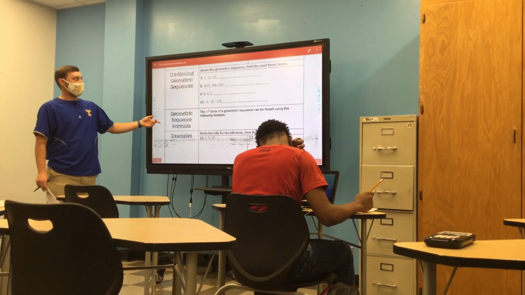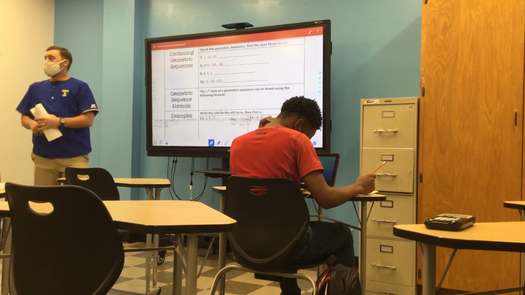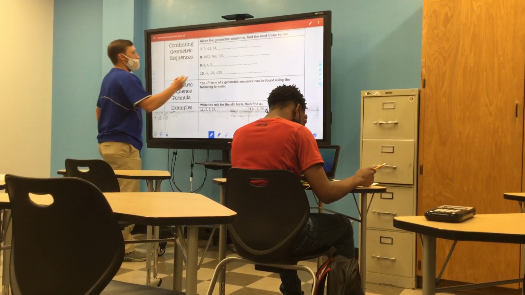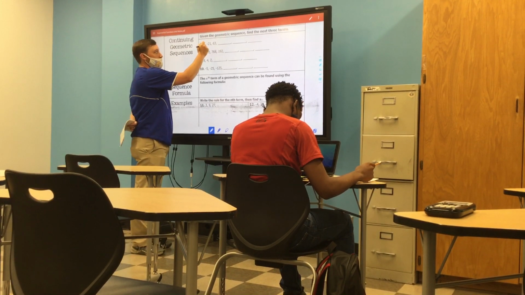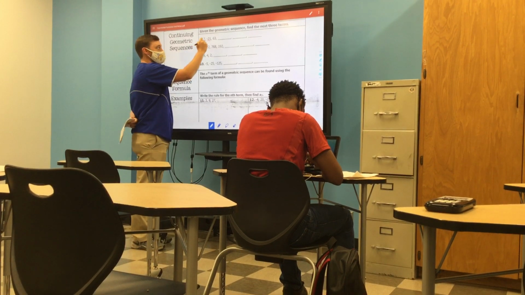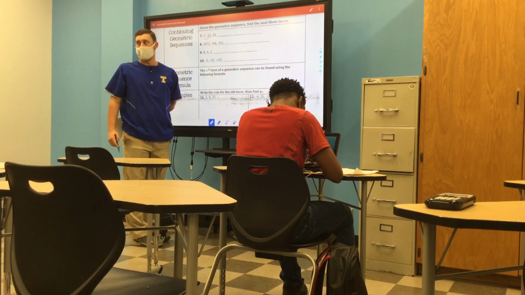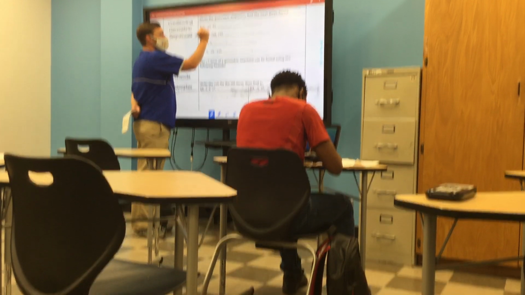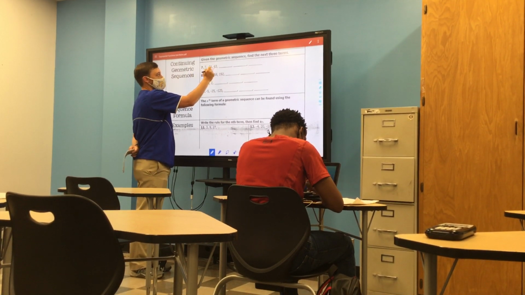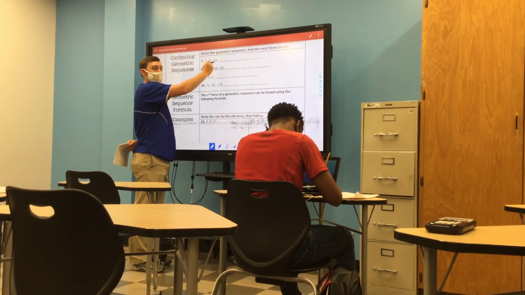Alright, so given the geometric sequence, find the next 3 terms. Okay, so we've got to figure out what R is, and then we're going to extend this out. Okay, so you've got negative 21. Okay, to find that R, you got to say negative 21 divided by 7. Okay, what do you get? You get negative 3. Okay, so take negative 21 and multiply it by negative 3. What do you get? 63. Is that what we have? Yes, you know that that's your R.